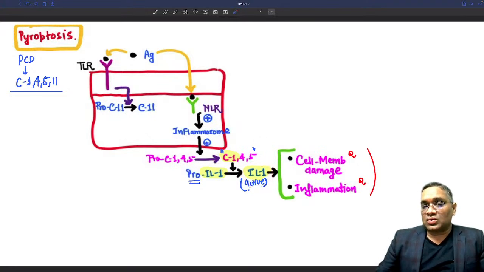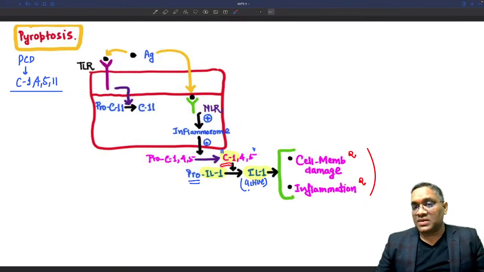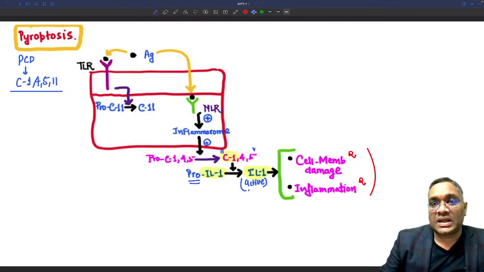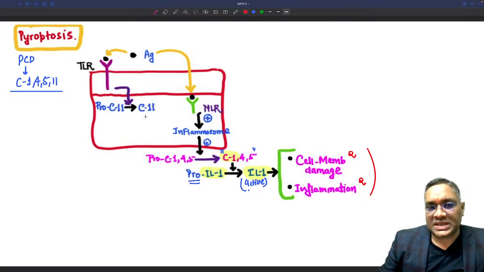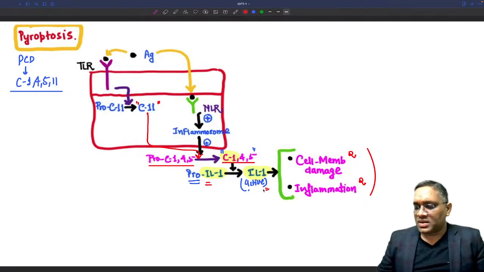So the examiner will ask you, who will activate interleukin 1? Now you should remember there are three caspases, C1, C4, C5, and remember C11 will also do the same function. What is the function of C11? C11 will also do the same function. They will activate this caspase. So pro-caspase activation is again done by C11. This activated C11 is going to activate interleukin 1 and again cause cell membrane damage and inflammation.